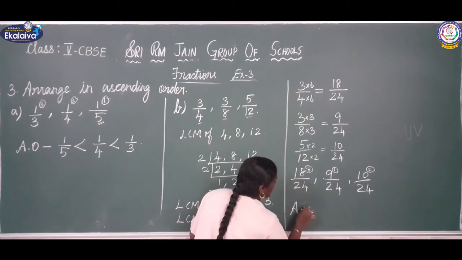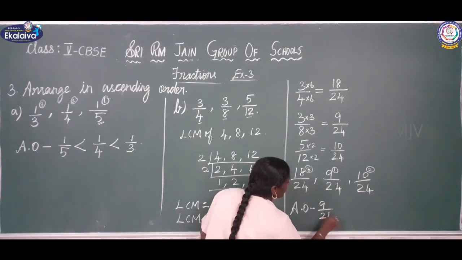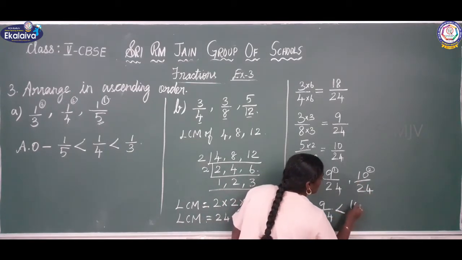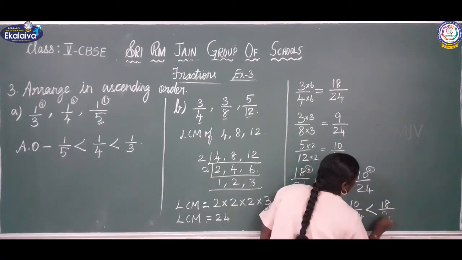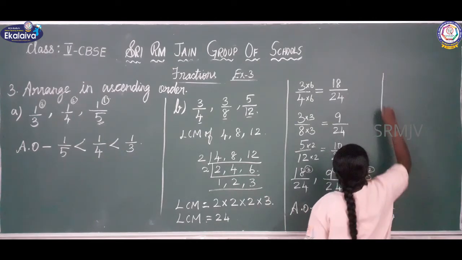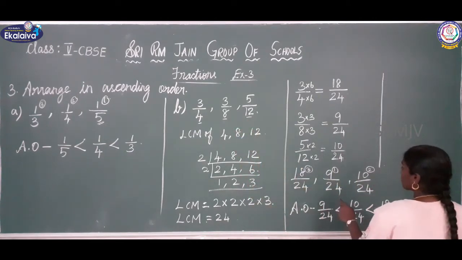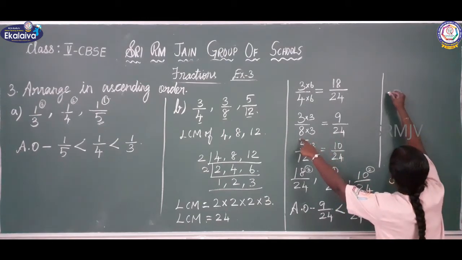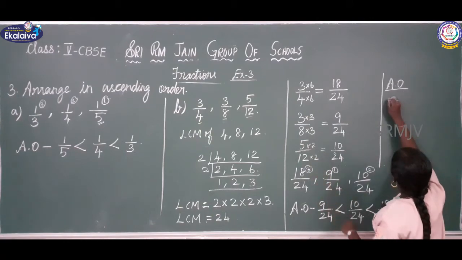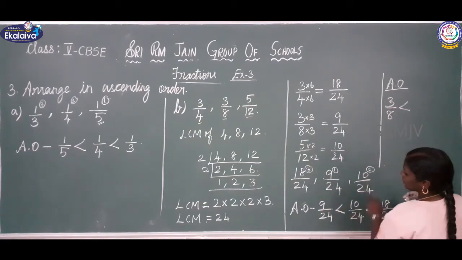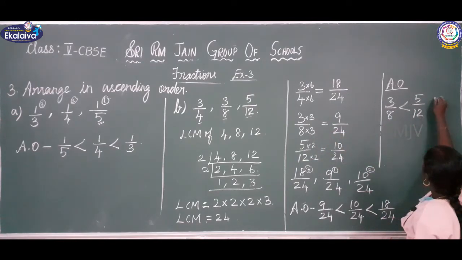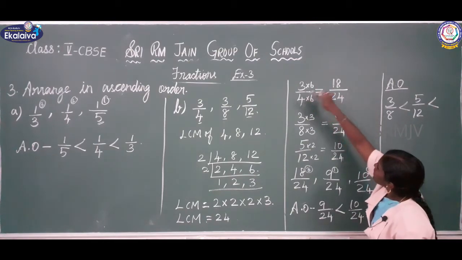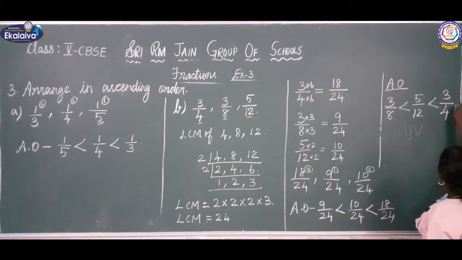So ascending order: 9 by 24. Then the second one is 10 by 24 and the greatest one is 18 by 24. Now we have to arrange the given fractions. Then 9 by 24 is 3 by 8. Then 10 by 24 is 5 by 12. Then 18 by 24 is 3 by 4. This is the ascending order of the given fractions.